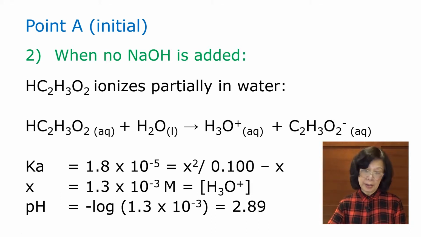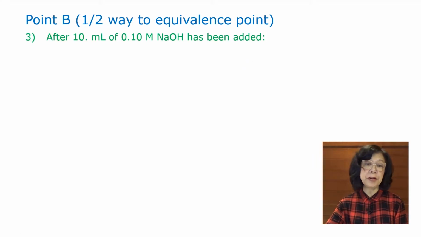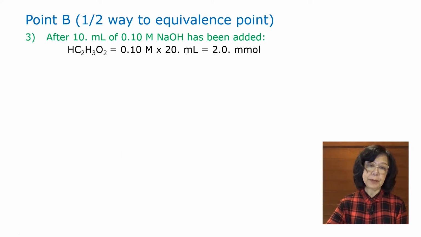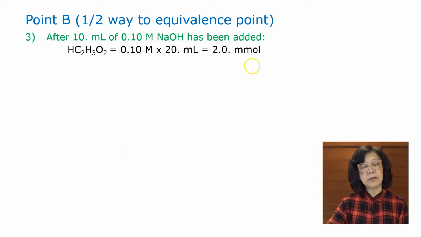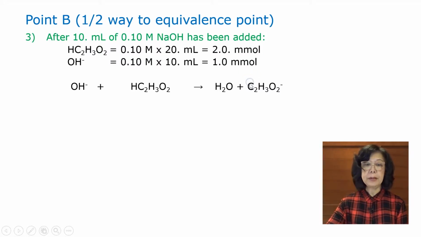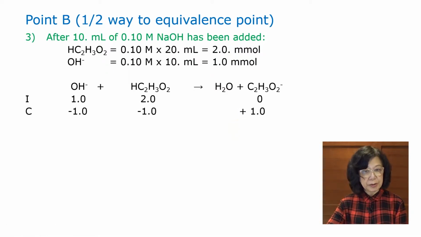is 2.89. Okay, now at the point B, halfway to the equivalence point, after 10 milliliters of 0.1 molar NaOH has been added. So we calculate the millimoles of the acetic acid, which is 2.0 millimoles, the hydroxide ion, which is 1.0 millimoles. Now we write the net ionic equation, and we set up the ice table, attach the values, and the hydroxide ion is the one that's used up, and we take away 1 millimole from the acetic acid, add 1 millimole to the acetate ion.